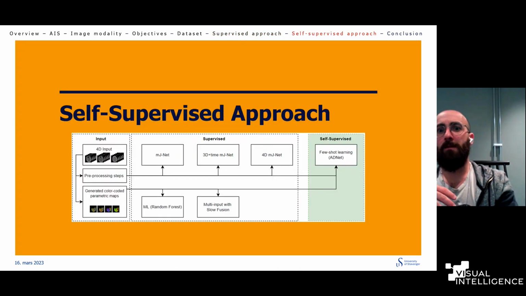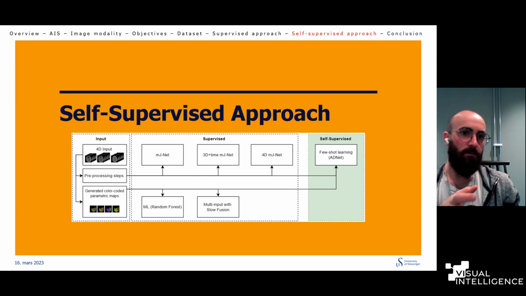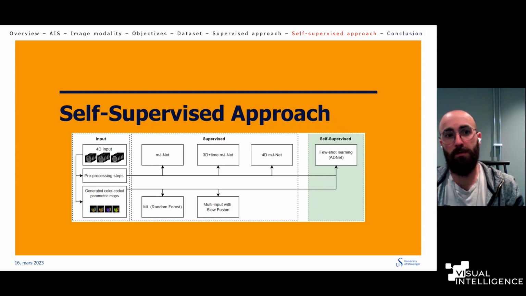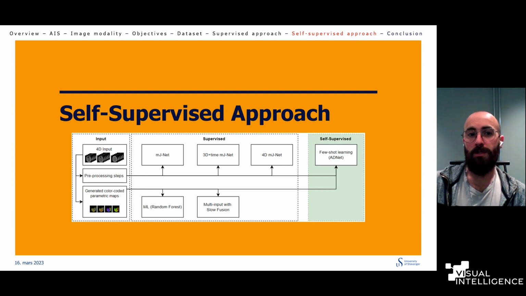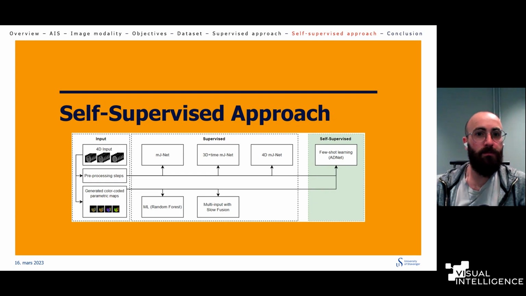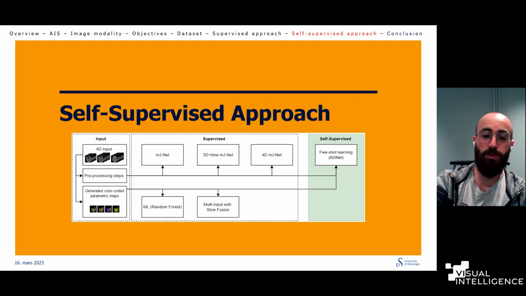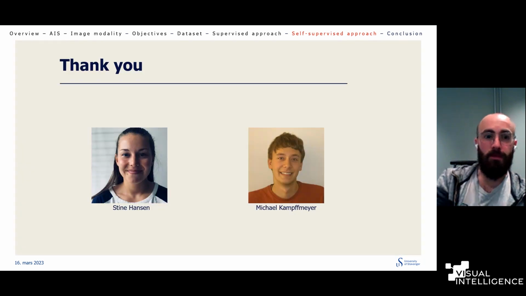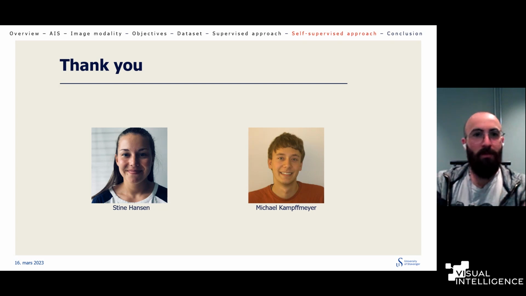Moreover, instead of just using supervised methods, we also tried to use self-supervised approaches to actually understand if this medical condition can be tackled with a self-supervised approach. And I would like to thank both Stine Hansen and Michael Kampmeyer, because, as most of you may know, during my stay at the UiT team, I was under their supervision, and they helped me a lot with this work.